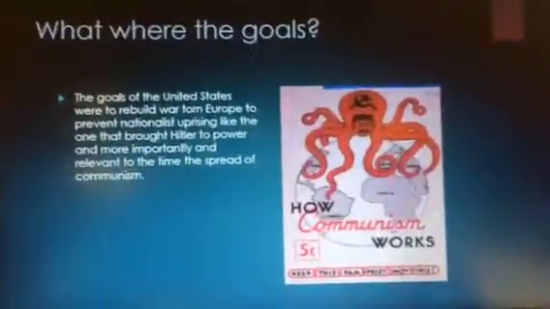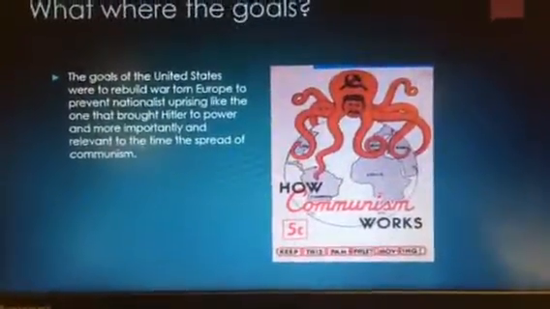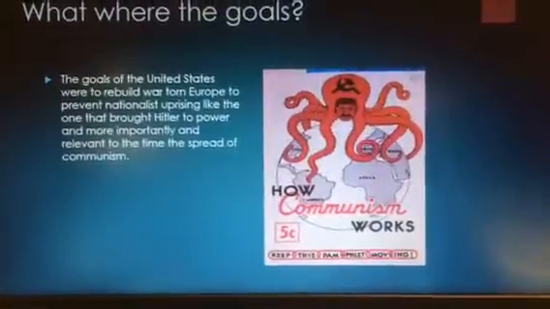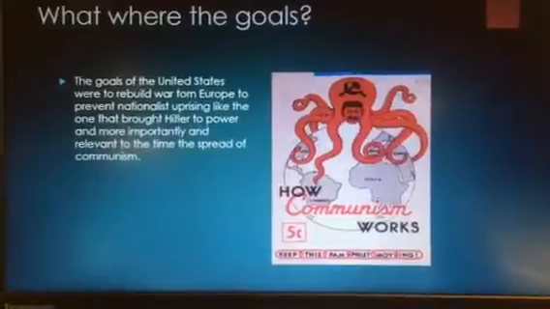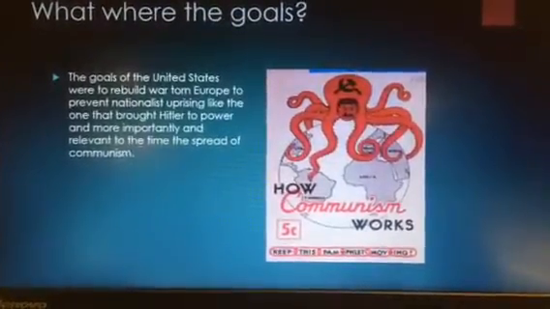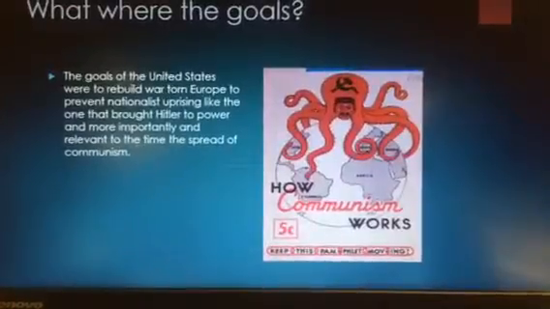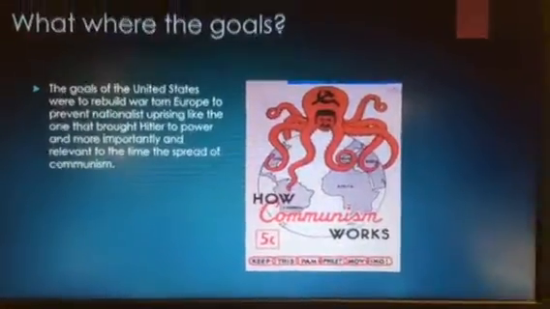So what were the goals? The goals of the United States were to rebuild war-torn Europe, to prevent nationalist uprisings like the one that brought Hitler to power, and more importantly and relevant, the spread of communism. Communist ideology was spreading throughout Eastern Europe, and the United States wanted to prevent that from moving westward.